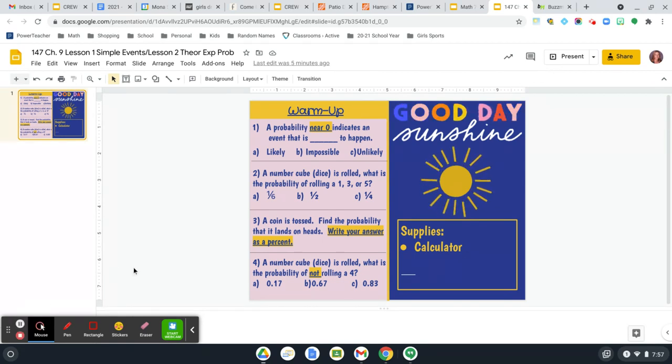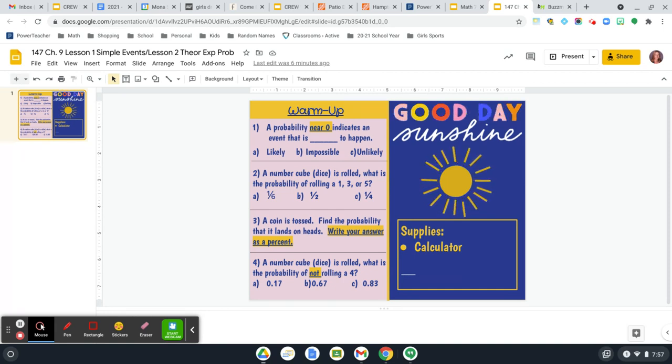Okay, so here we go. For your warm-up, number 1, probability near 0 indicates an event that is blank to happen. So for number 1, you should have put letter C, unlikely. It says near 0, not at 0, near 0. So that's an unlikely event, letter C.